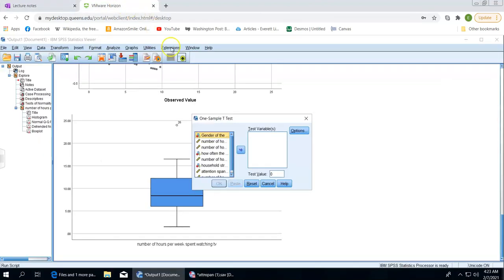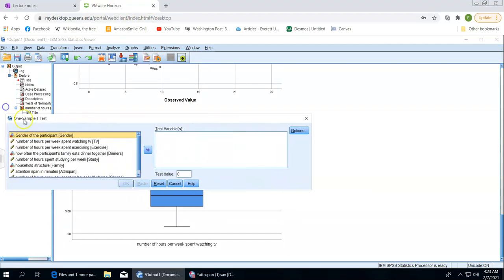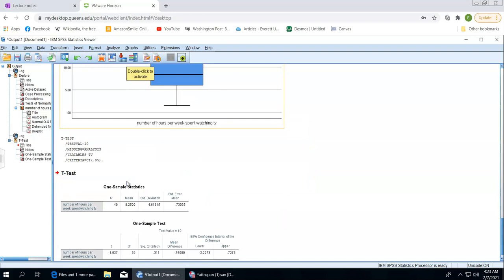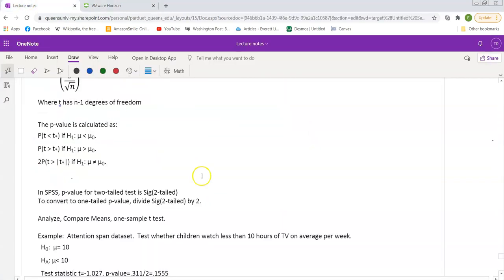And you're going to move your variable over. So our variable is TV. And don't forget to enter the test value. The test value is the hypothesized value. Okay, so ours is 10 hours per week. And we'll click OK. And I'm going to write this over here as well. Enter the hypothesized value as the test value.